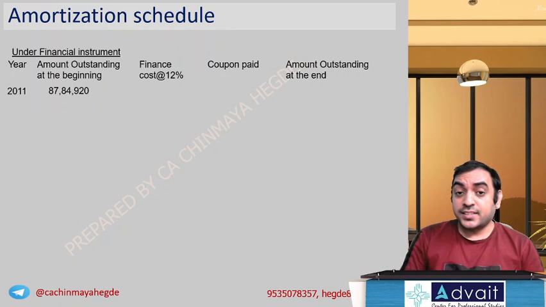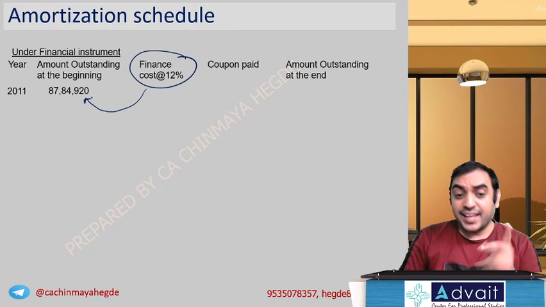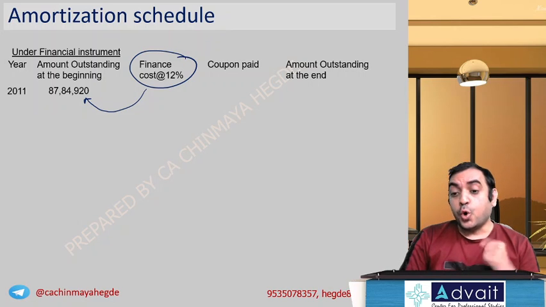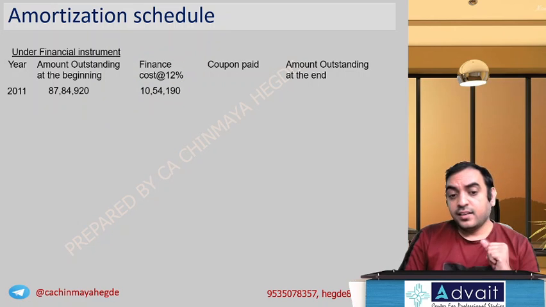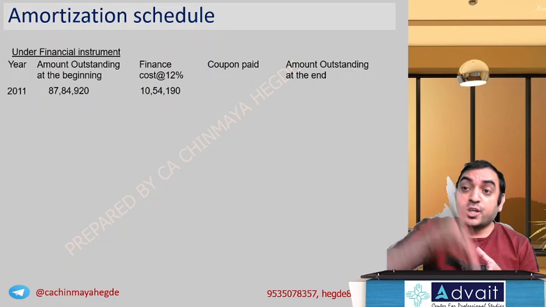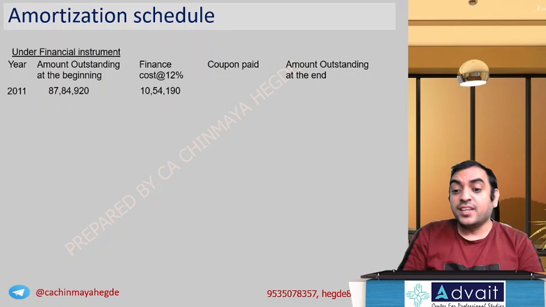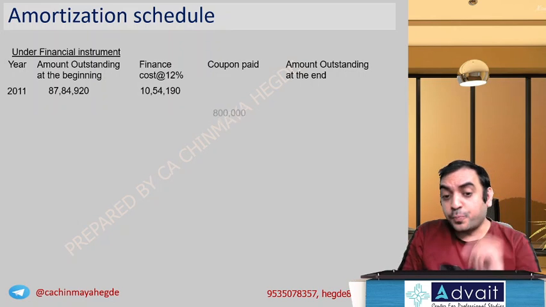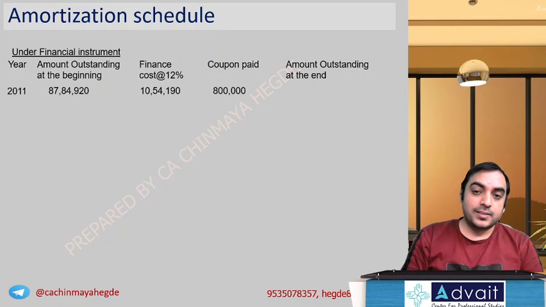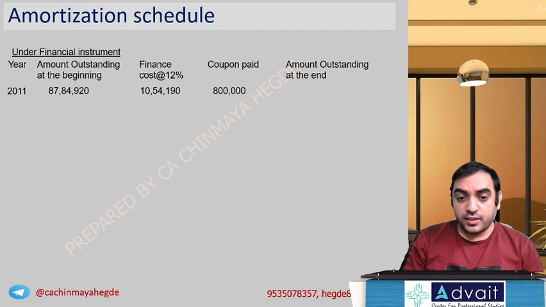On which amount are you going to calculate 12%? 12% on 87 lakh 84,920, the opening balance, gives 10,54,190. Why? Because that is the required rate of return from the investor's point of view. That should be his income. And how much did you pay? Coupon 8 lakh. So journal entry wise, if you want to understand, the journal entry will be finance cost account debit to your 8% debenture debt portion.